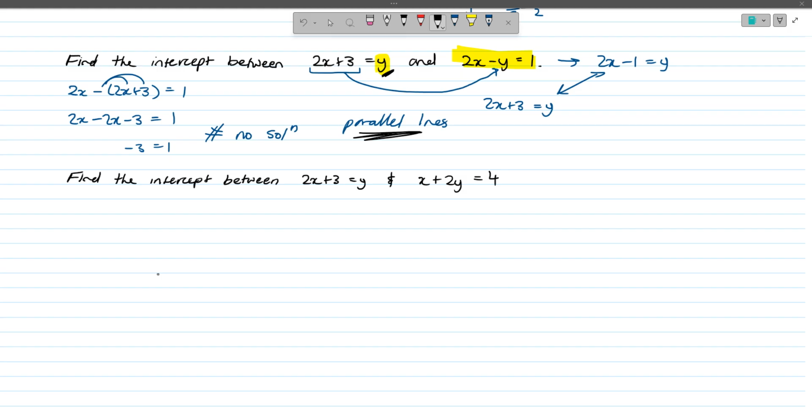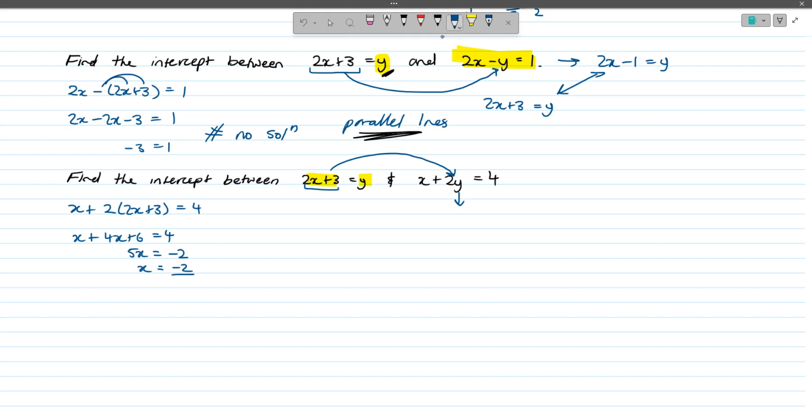So let's have a look at this question here. Find the intercept between 2x plus 3 equals y and x plus 2y equals 4. Same thing, we're just going to put this y, or whatever this is, inside of our y over here. So we'll get x plus 2 times (2x plus 3), because we've just replaced y. We literally took y out and put it in, and this is equal to 4. So then we'll get x plus 4x plus 6 equals 4. So then 5x is just equal to negative 2. x is equal to negative 2 over 5.